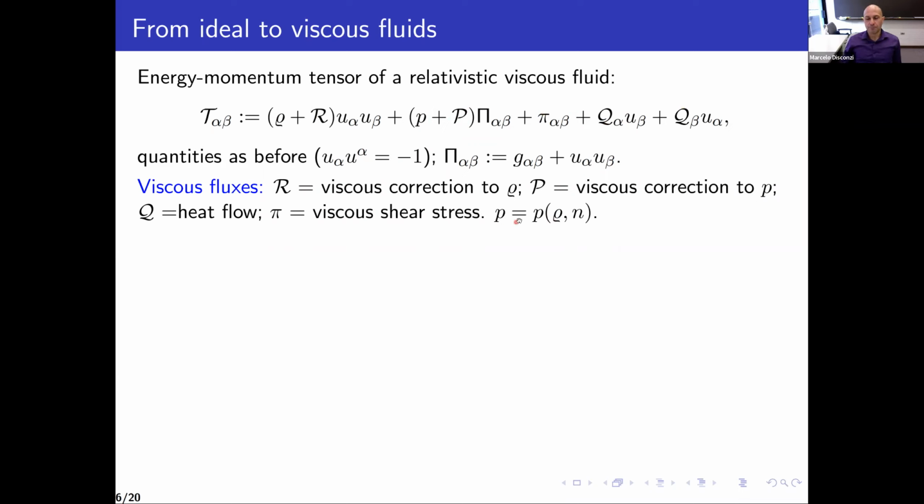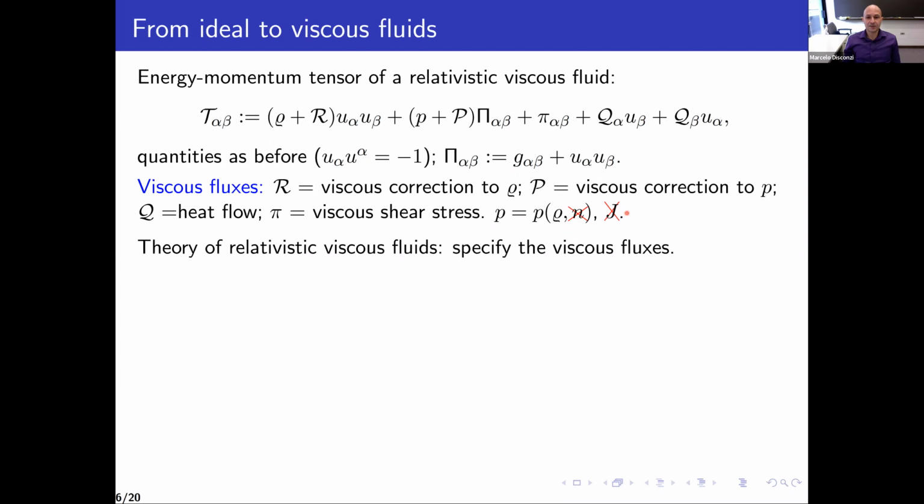Again, the pressure is given by an equation of state, but for simplicity, for the rest of the talk, I'm going to assume that the pressure depends only on rho, and so we're not going to have a baryon density. That's going to decouple, just for simplicity. Now, of course, this is just a formal expression. To really define a theory, I have to tell you what these viscous fluxes are. I have to specify what these viscous fluxes are.